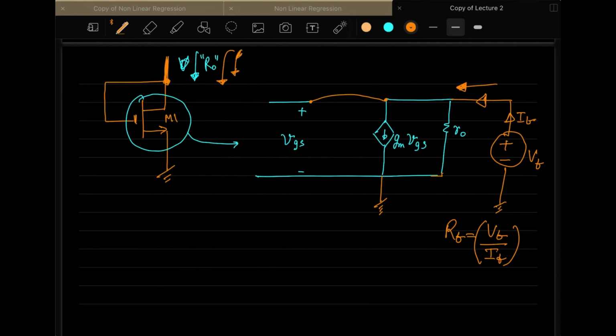Once you apply your KCL, KVL, it is a very simple circuit. There is no problem, I think you can solve it. One thing to note is your VGS, which is over here, is given by VG minus VS. It is as simple as that. What is the value of VG, as you connected this terminal to this terminal?